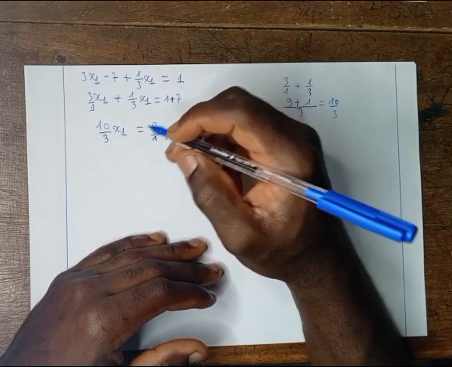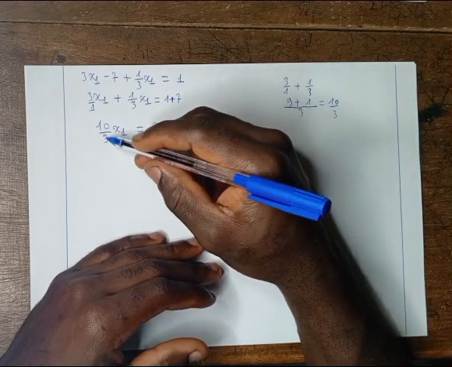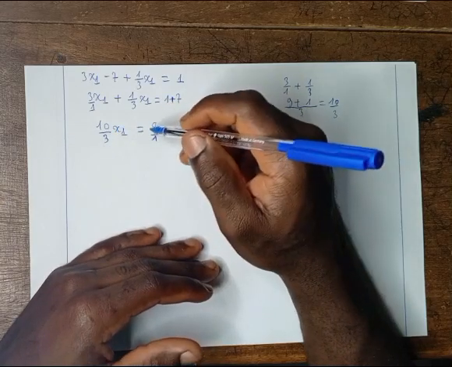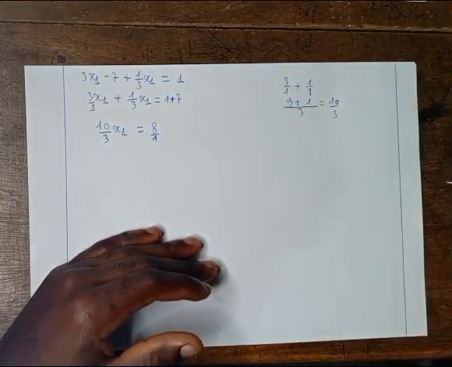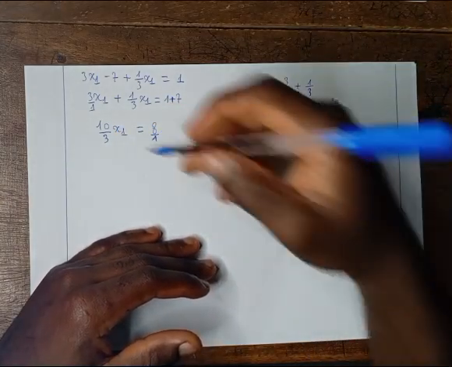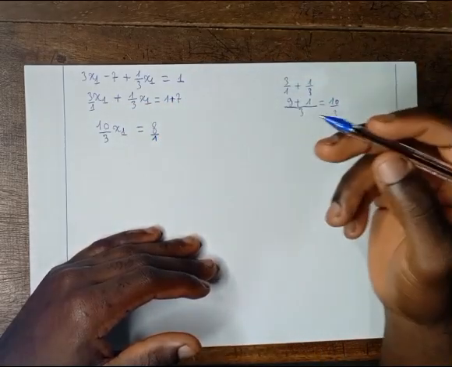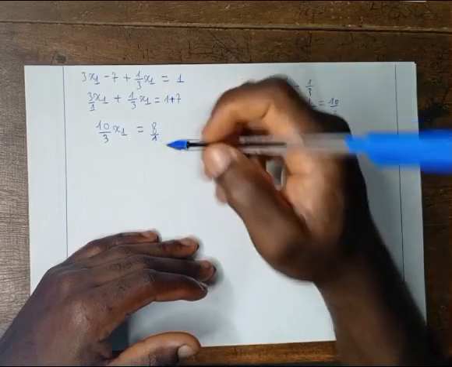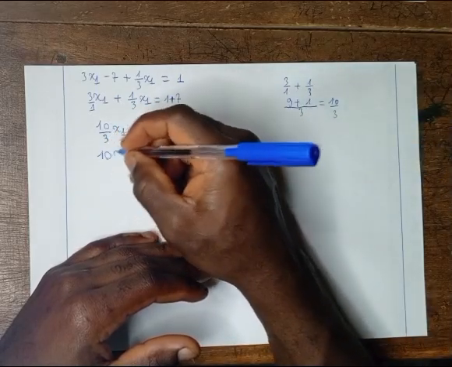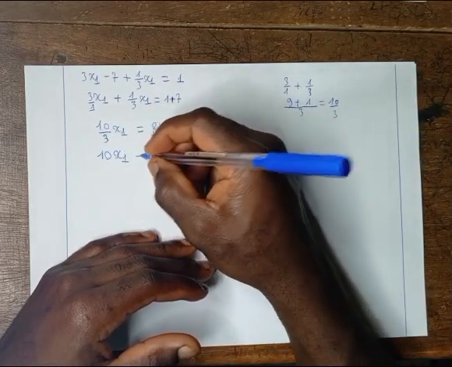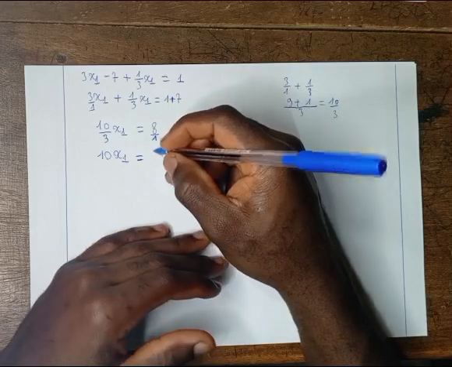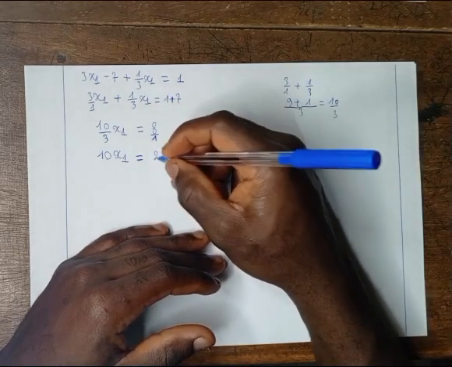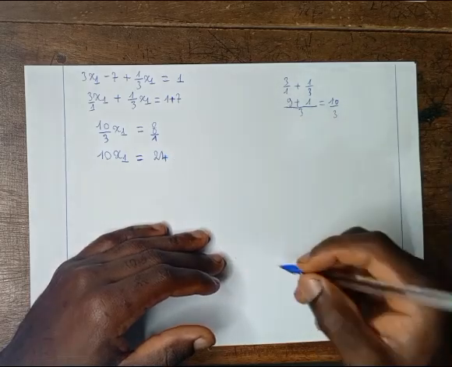Next, we are going to multiply all through by the LCM of the denominator of the fraction at the left hand side and the denominator of the fraction at the right hand side. You know the LCM of 3 and 1 is 1. So we can easily just say we will cross multiply. This will give us 10 x1 to be equal to 3 times 8. You know 3 times 8 will simply give us 24.